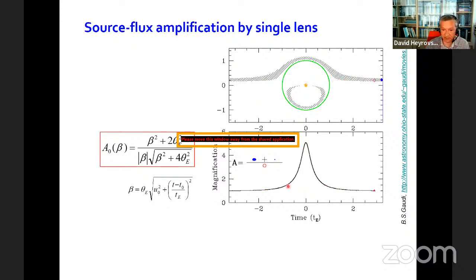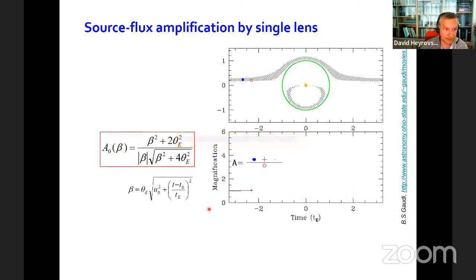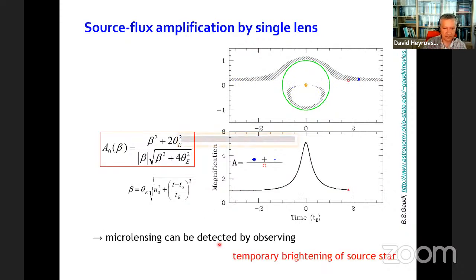And of course, the key is what is the time scale of this? For stars in our galaxy, bulge stars and some intermediate lens stars, you typically get a time scale of weeks to months. So this is in principle observable. You can detect microlensing by observing the temporary brightening of the background source star, which is exactly given by this shape.